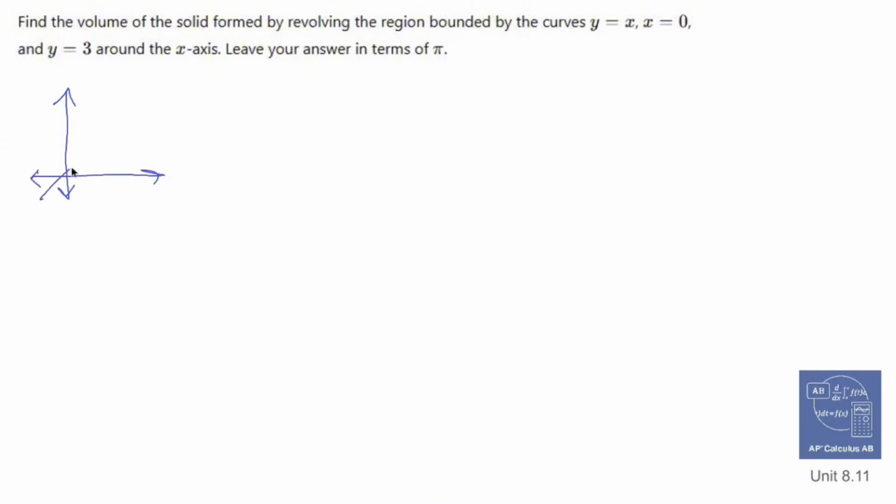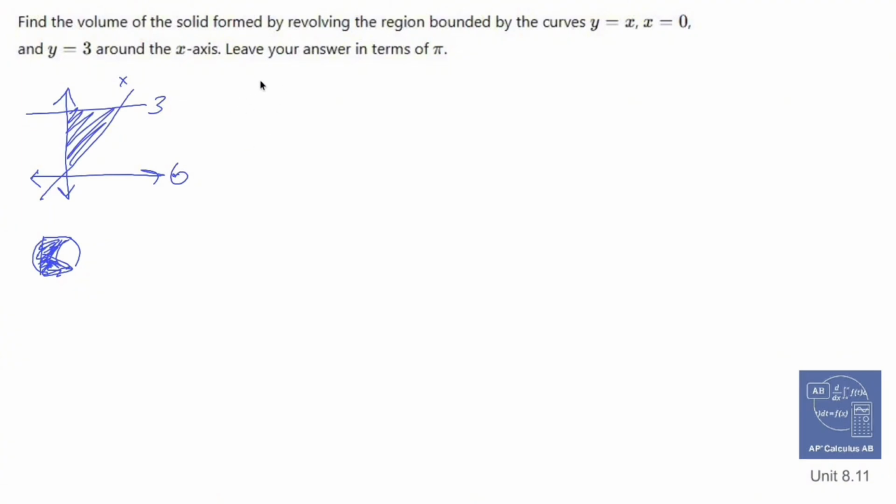Y equals x, easy. Y equals 0, that. Or x equals 0 is the y-axis, that. Y equals 3 is that. So we have 3, we have x, and we're spinning it around the x-axis. By spinning this around the x-axis, we're creating this weird circular shape that I will absolutely do a terrible job drawing out. But that's what we're going to get. I'll give myself some credit. That's not that bad. But since there's space in between, this is going to require the Washer's method.